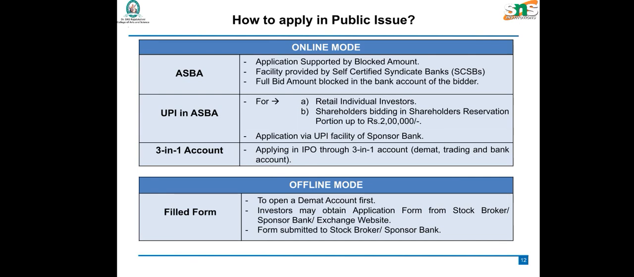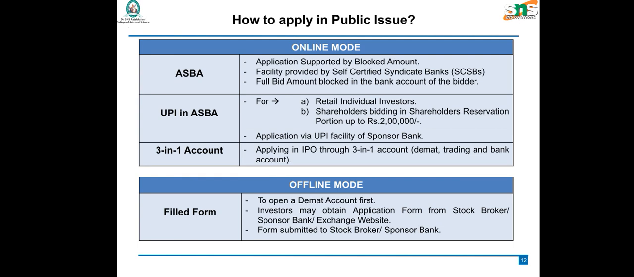Then UPI in ASBA, for retail individual investors and shareholders bidding in the shareholders reservation portion up to 2 lakhs. Application via UPI facility of sponsor bank. There will be banks that are tied up with the investment bankers. Those who want to apply for shares in an IPO will use these facilities through UPI and a 3-in-1 account. Applying in IPO through a 3-in-1 account like Demat, trading and bank account. So through this Demat account, you can apply for IPO.